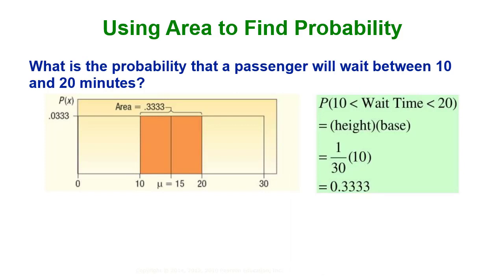So then we could ask the probability that a passenger will wait between 10 and 20. Again, draw yourself a nice little simple picture. From 10 to 20 is a base of 10. We still have a height of 1 over 30. And again, we get that 33.33%. Again, just pure coincidence that we keep getting these same numbers. It's just the way we set up these examples.